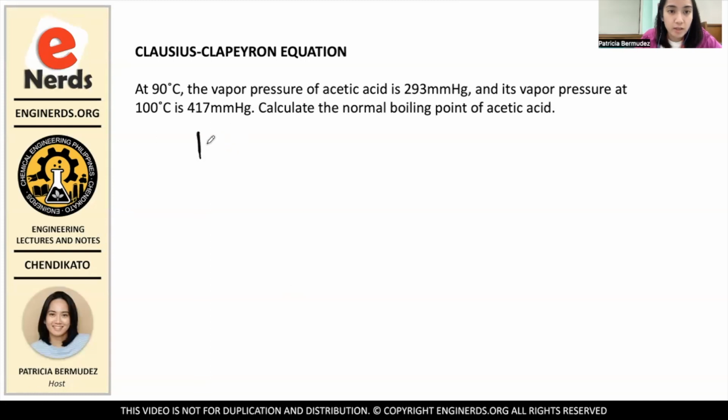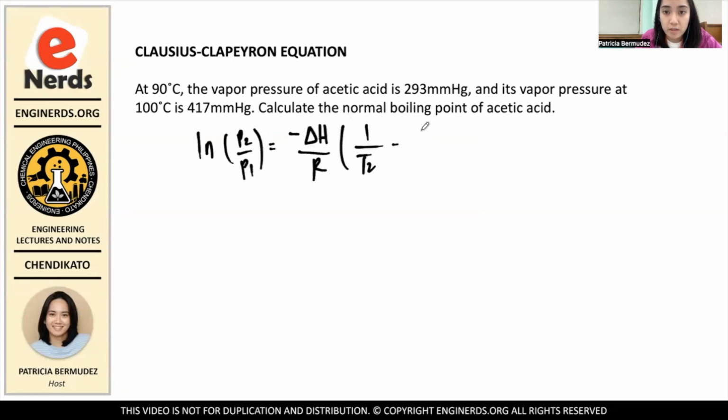We know that ln P2 over P1 is equivalent to the negative change in enthalpy over R, which is the universal gas constant, times 1 over T2 minus 1 over T1. And dapat itong T2 na to naka-correspond siya dito sa pressure here, and yung T1 here naka-correspond din sa P1 in this logarithmic function.